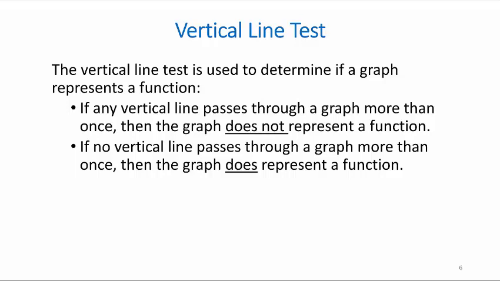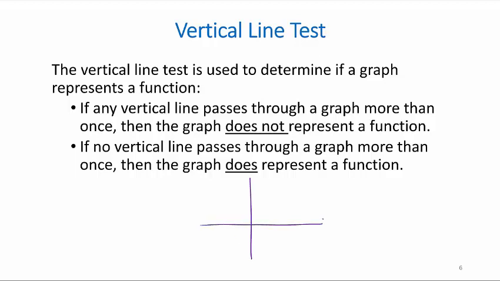In this video, we'll take a look at the vertical line test and do some examples applying it. The vertical line test is used to determine if a graph represents a function. If any vertical line passes through a graph more than once, then the graph does not represent a function. If no vertical line passes through the graph more than once, then the graph does represent a function.